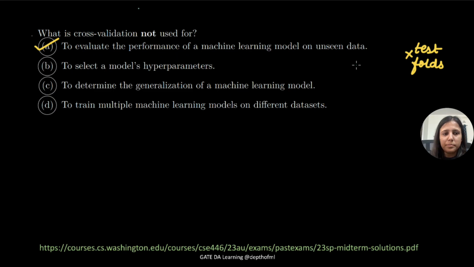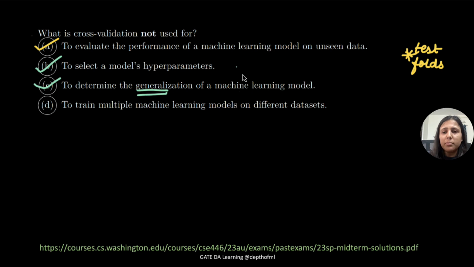Then, to select model hyperparameters, we just talked about how we can use cross validation for hyperparameter tuning. And to determine the generalization of a machine learning model. Generalization is nothing but how well it performs on the test data or the unseen data. So yes, it is used for the generalization of a machine learning model as well.